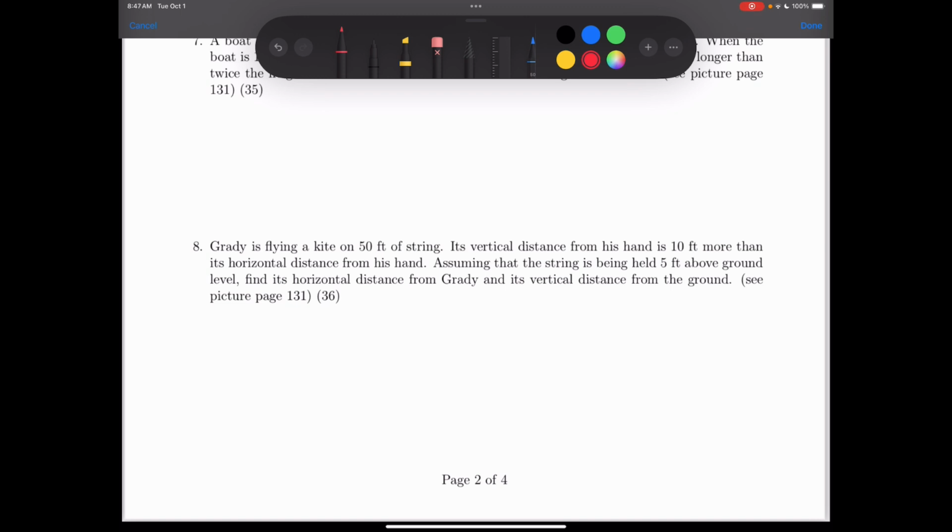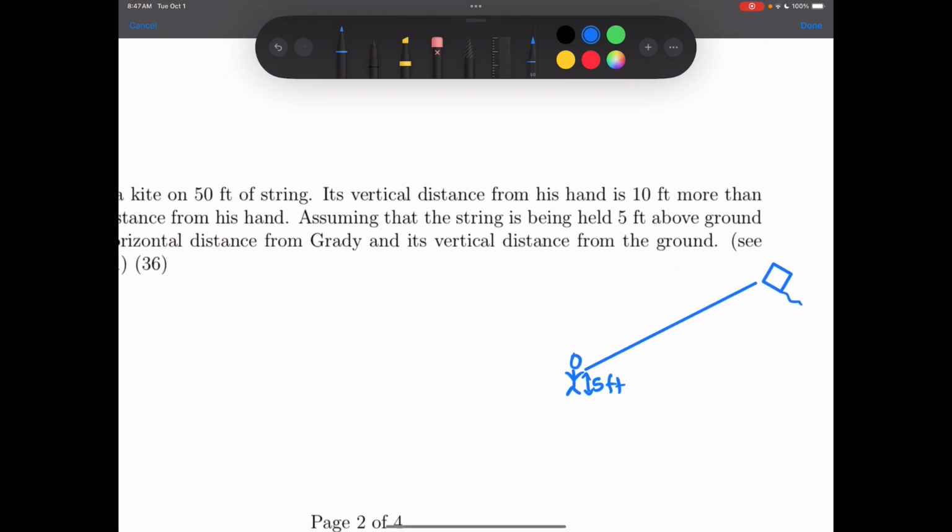So we have our little dude over here. I'm going to draw a picture. Our dude standing here. He's holding a kite string. And this distance here is 5 feet off the ground. It says that the string is 50 feet long, so 50 feet here.